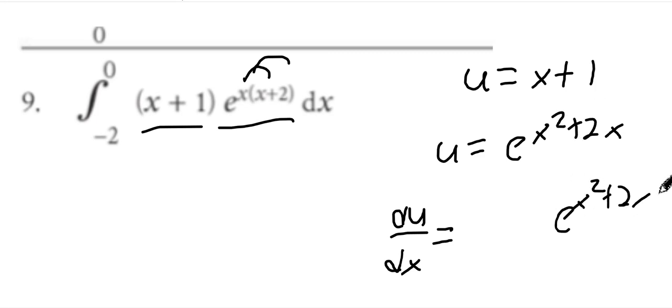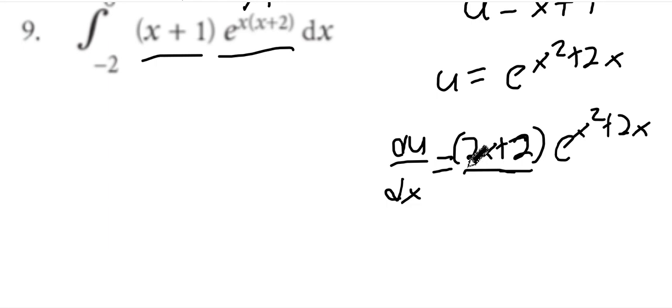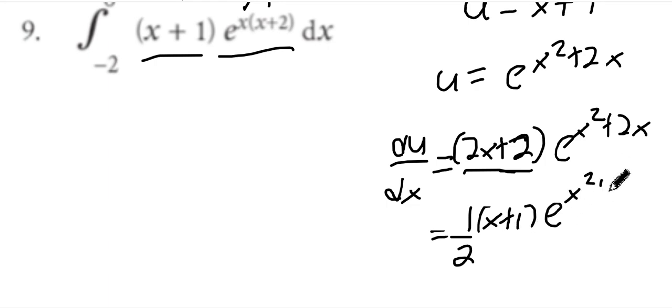x squared plus 2x, yeah? Oh. No, we're differentiating though. So the 2x plus 2, the derivative of the power is at the front. That will actually work, believe it or not. Because what does 2x plus 2 and x plus 1 have in common? What happens if I half it? A half, x plus 1, e to the power of x squared plus 2x. Do you see that? And then what happens to the dx? Into the corner.